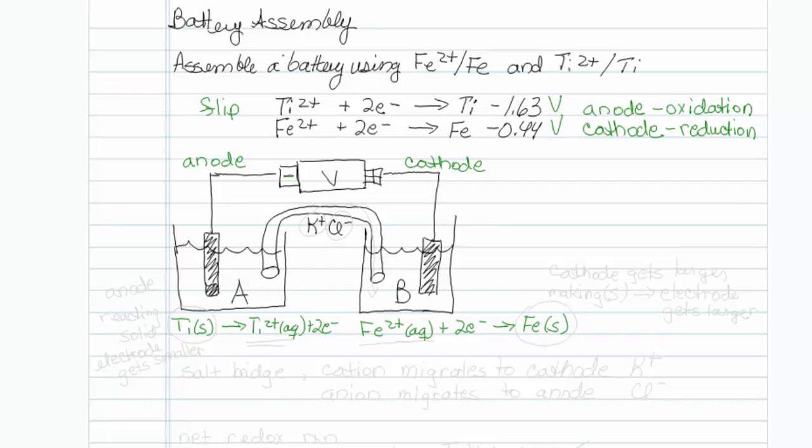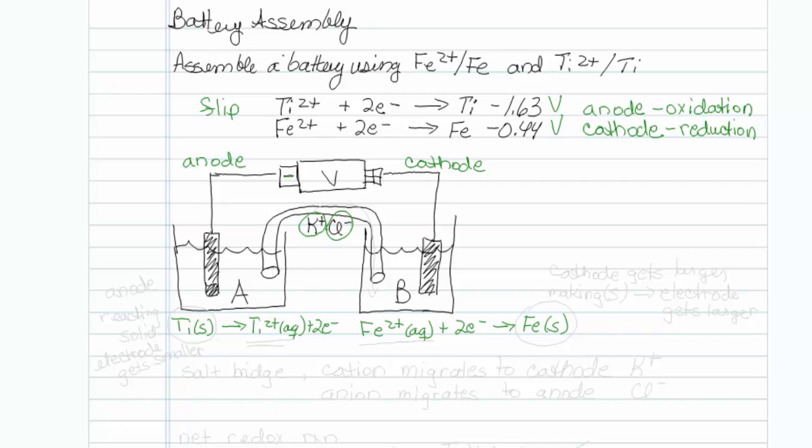Okay? So, there are a number of questions. I'm sure you can figure out which compartment is the anode from my labeling. Which compartment do the potassium ions migrate toward? This refers to the salt bridge. The salt bridge has potassium and chloride.